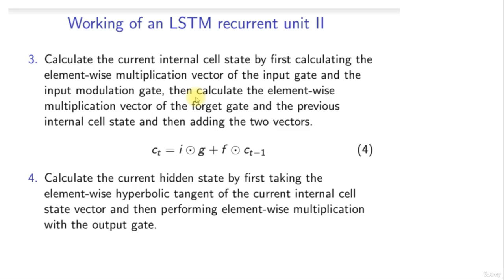Then we calculate the internal cell state by first calculating the element-wise multiplication vector of the input gate and the input modulation gate. Then calculate the element-wise multiplication vector of the forget gate and the previous internal state, and then add these two vectors. And finally, we calculate the current hidden state by first taking the element-wise hyperbolic tangent, or the tanh activation function, of the current internal cell state vector, and then performing element-wise multiplication with the output gate.